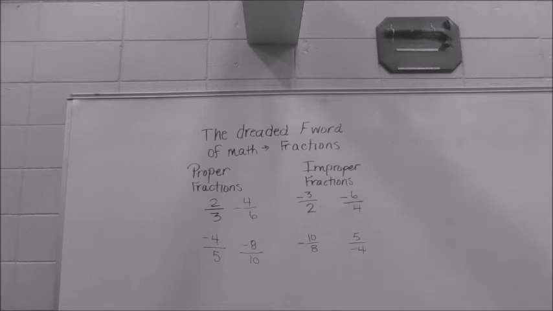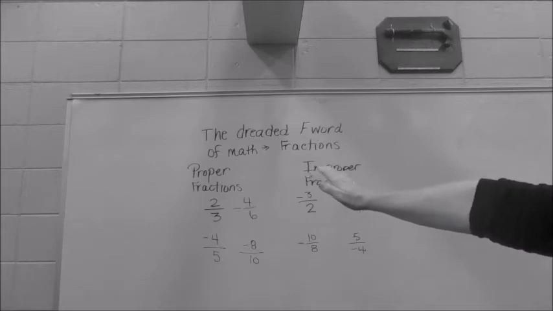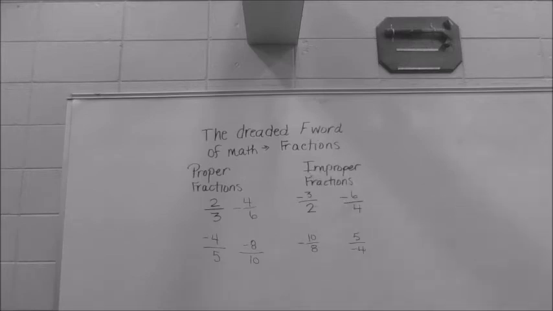That does not mean that they're going to curtsy as they come into the room or that they have a British accent. They are just to where the numerator is smaller than the denominator. That's why they're considered proper fractions. And then over here we have improper fractions. Again, that doesn't mean they're going to come in with ripped up jeans or anything else. It just means that the numerator is larger than the denominator.